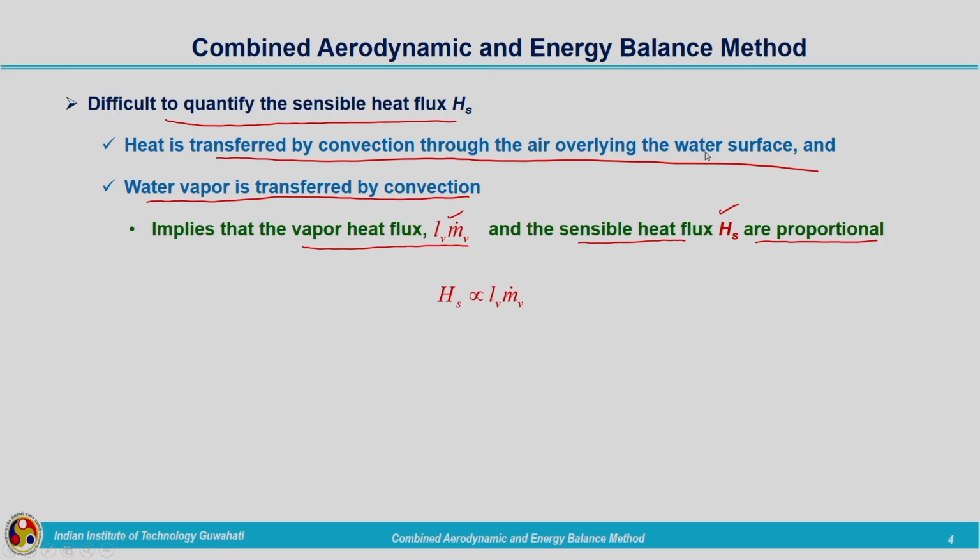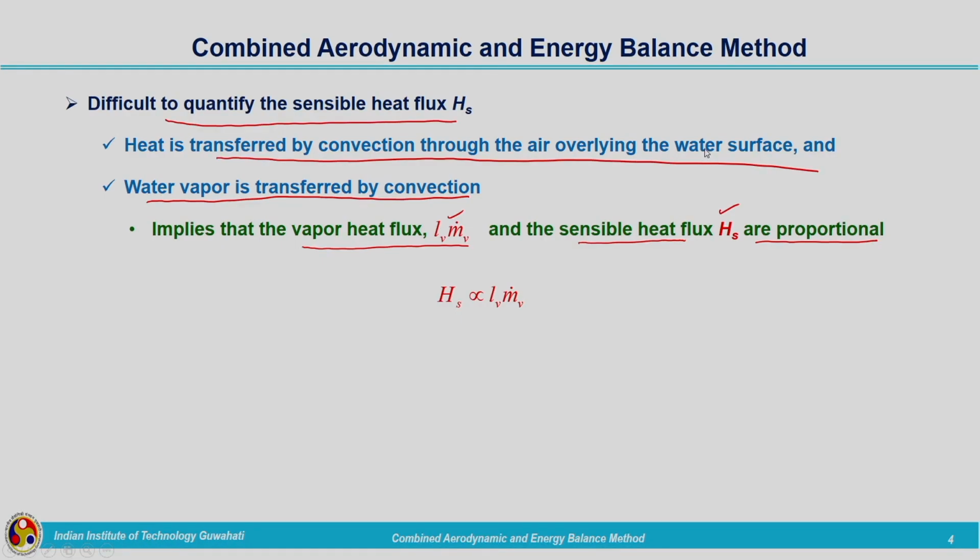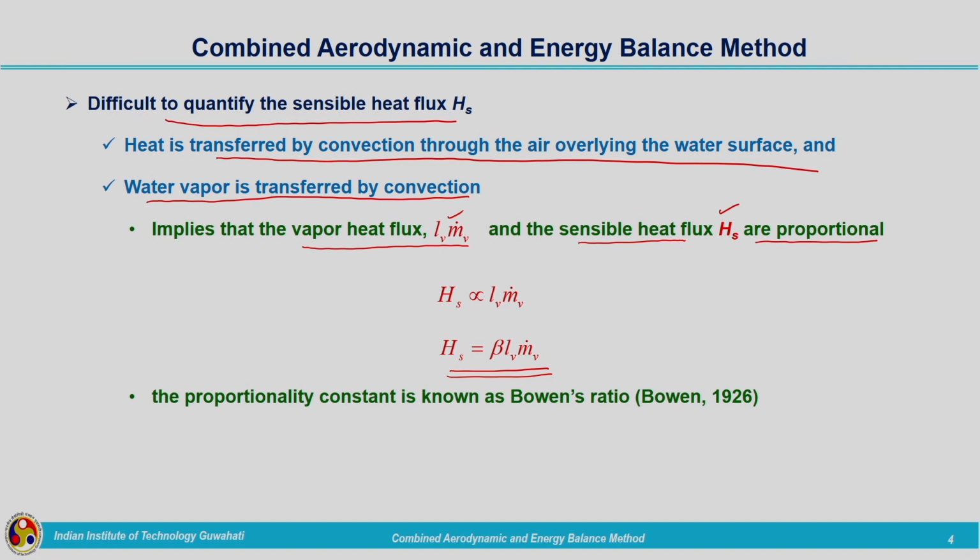So, what we are going to conclude is that the vapor heat flux and the heat flux can be considered proportional. That is, Lv mv dot and Hs can be considered proportional to each other. Hs is directly proportional to Lv mv dot. You should clearly understand why we have considered it like this, because both of these transport processes are due to convection. We can write Hs is equal to beta Lv mv dot. This beta is known as Bowen's ratio. So, beta can be written as Hs divided by Lv mv dot.